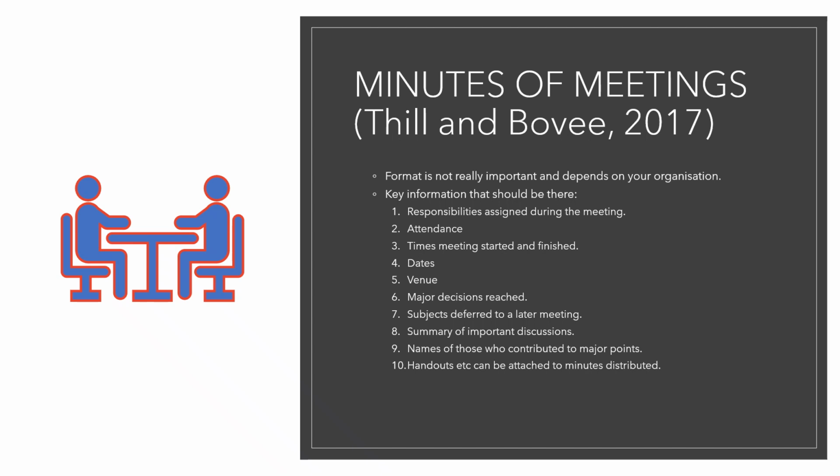Major decisions that were reached, subjects deferred to a later meeting. Maybe the subjects need to be discussed further before anybody could reach a decision, and hence they need to be discussed in a later meeting. Summary of important discussions, names of those who contributed to major points. Handouts can be attached to the meetings distributed. So these are usually found in the minutes, right? And they're found in all organizations' minutes usually.